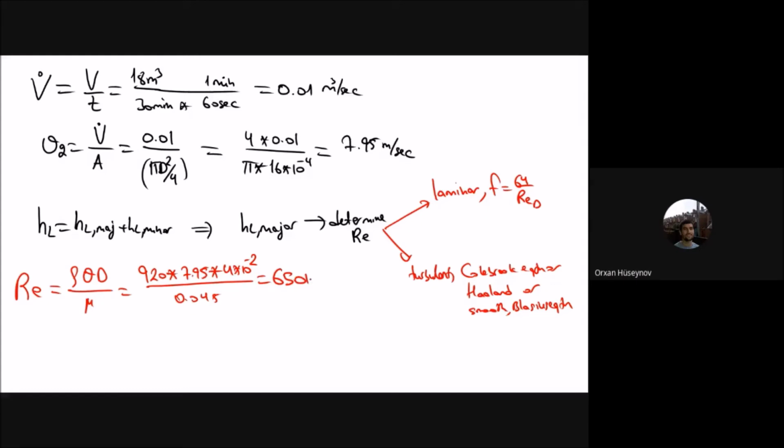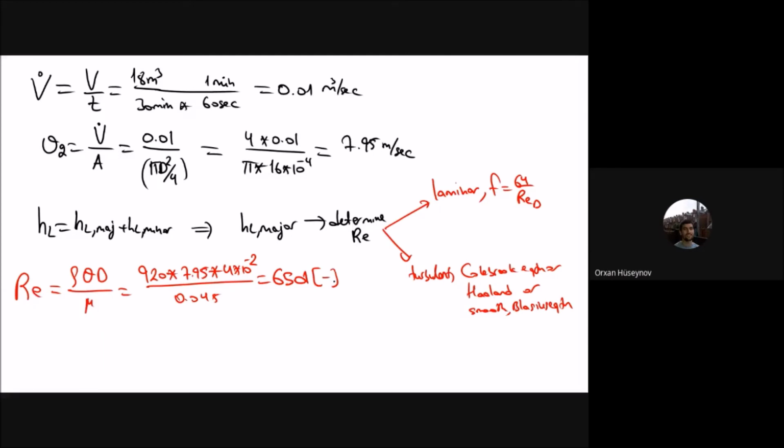6501. Okay, this one is the Reynolds number. It doesn't have any dimension. And is this laminar or turbulent? This is my question for you. Is it laminar or turbulent? Of course, turbulent, Ali. Yes, it is turbulent. Therefore, I have to use one of these equations.